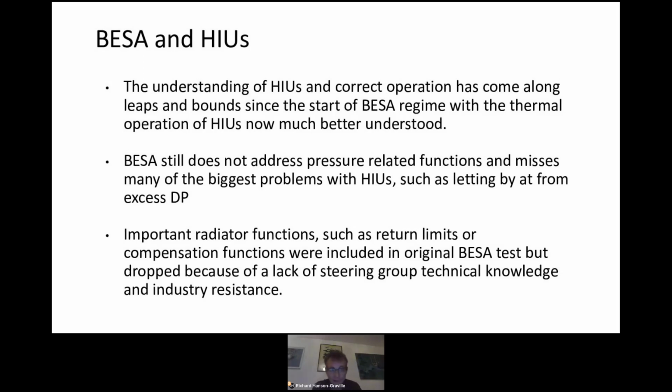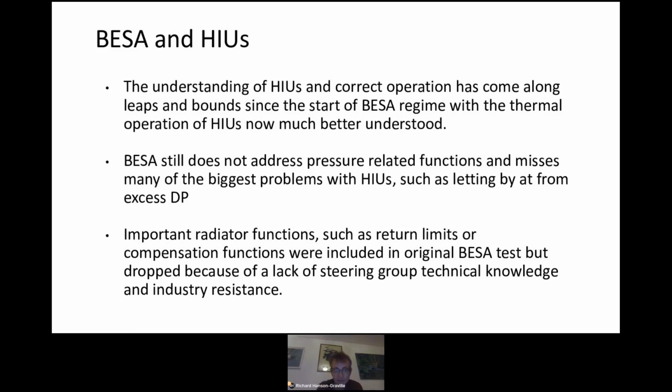Okay, BESA and HIU. So we've been getting on the case, I suppose, 6 years ago since BESA came out, and we actually started to get some data. It's not from networks, but it was from the HIUs through the BESA test. So the understanding of HIUs and the correct operation has come along leaps and bounds since the BESA regime went into play. Now everyone pretty much understands the thermal operation of HIUs. We've got graphs, reports, and a very heavy amount of competition going on between manufacturers.